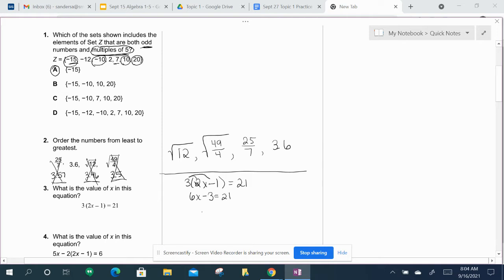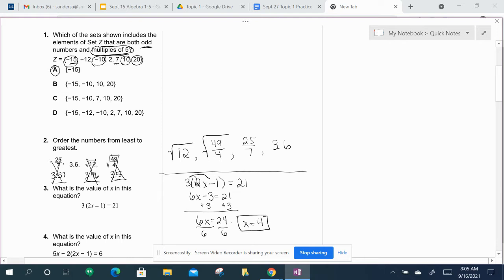All right, goal is to get x by itself. So since it's attached to the 6, I'm going to start by adding 3 to each side and get 6x is equal to 24. And then finally, I'm going to break that 6 and x apart by division. I'm going to divide each side by 6 and get x is equal to 4.